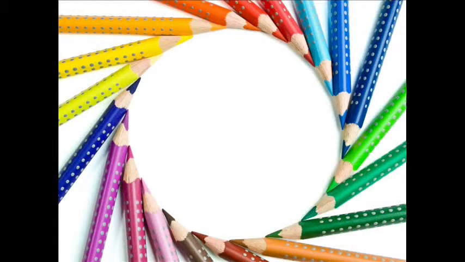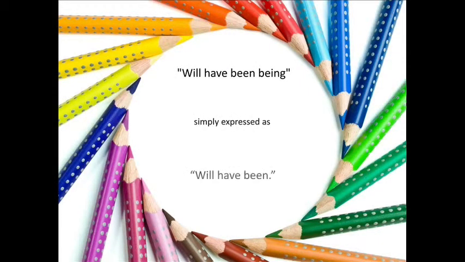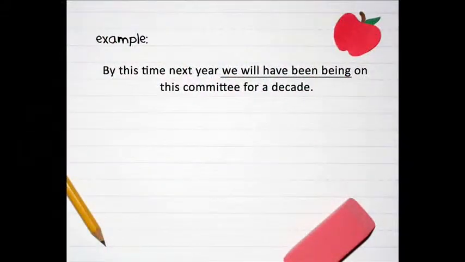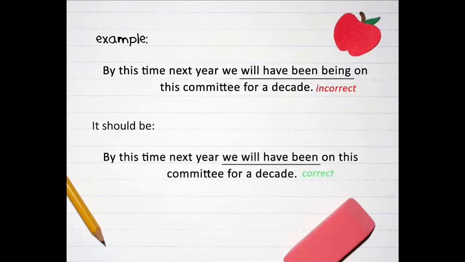In addition, there's no future perfect progressive for the to be verb. Will have been being is expressed simply as will have been. For example, by this time next year, we will have been being on this committee for a decade. This sentence is incorrect. It should be, by this time next year, we will have been on this committee for a decade.